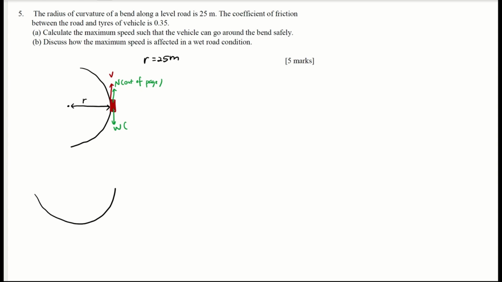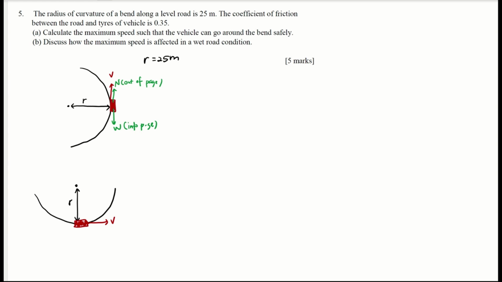And W, the direction is into the page. Or if we look from here, if we have R. Okay, so this is the car. Let's say the car is moving in this direction. So V must be tangential to the circle. And how about the direction?